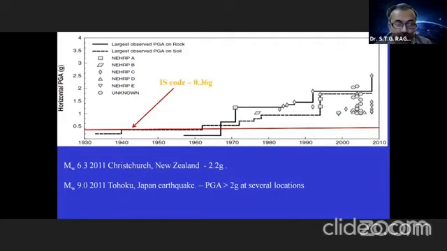Now, if you see the 2011 Christchurch, New Zealand earthquake, the magnitude was very small, it was 6.3, but the PGA recorded was 2.2G. Then in the Tohoku earthquake also, as I already showed you, the PGA exceeded 2 times gravity at many locations near the epicenter. Now you can compare.